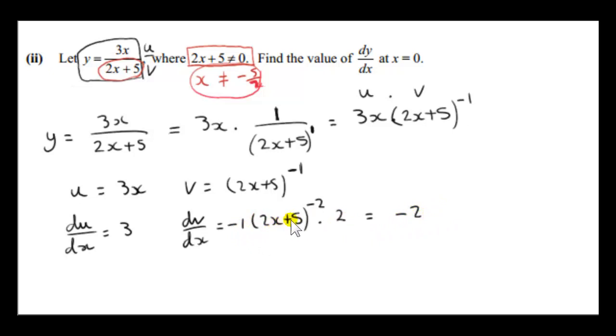Now you don't multiply into this, of course. This is raised to the power minus 2, so you don't touch what's inside here. But since 2x plus 5 is raised to the power of minus 2, we can write it as 1 over 2x plus 5 to the power of plus 2. Okay, that's the meaning of a negative power. And of course we can then multiply minus 2 by the 1 to give minus 2.